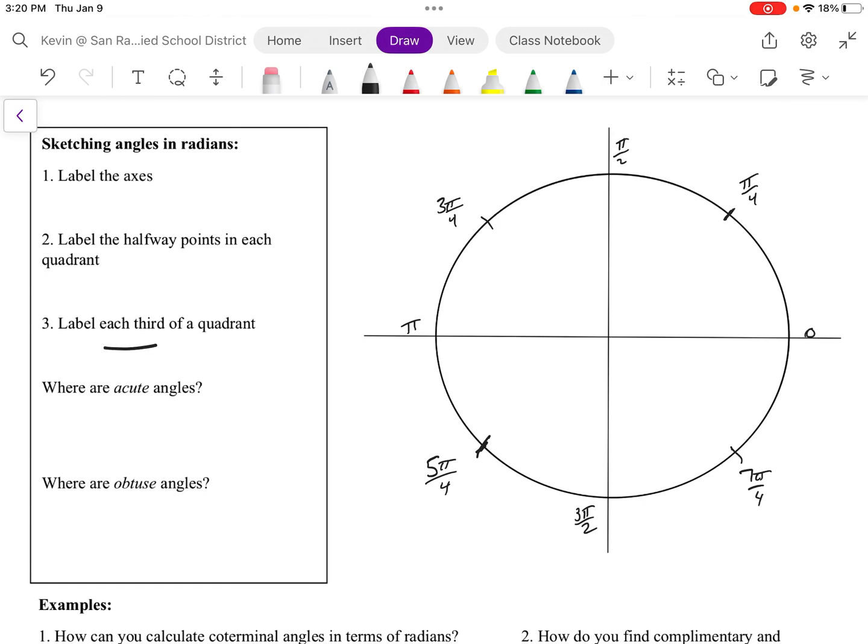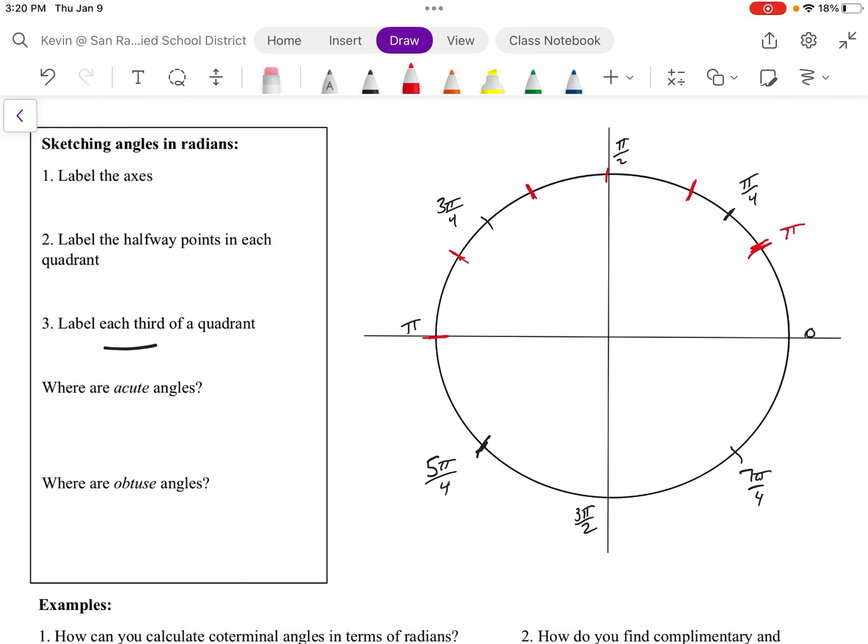Now it says label each third. Really what we're going to do is label each sixth. Because we're dividing, we have 0 to pi, so we're going to divide it into 6, 3 on each part. So we can do this in red. So this is 1/6, 2/6, 3/6, 4/6, 5/6, and 6/6, which would be pi.